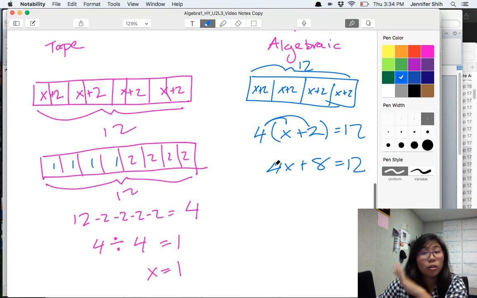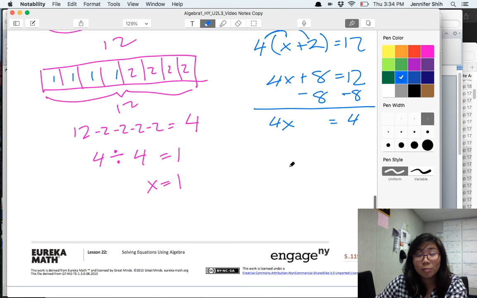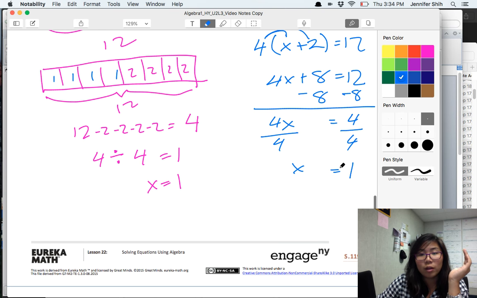I'm going to look for addition and subtraction first. I see it right here. So I'm going to undo this by subtracting 8 on both sides. Draw in my bar. 4x is equal to 4. And because this is 4 times x, I'm going to undo times to get x is equal to 1. That was 2 steps, but it came from a lot of words.